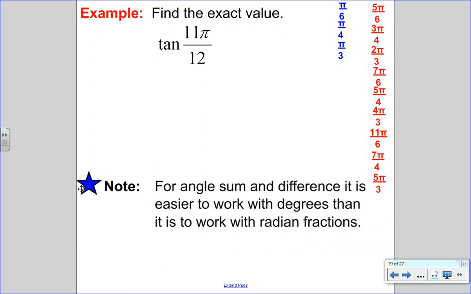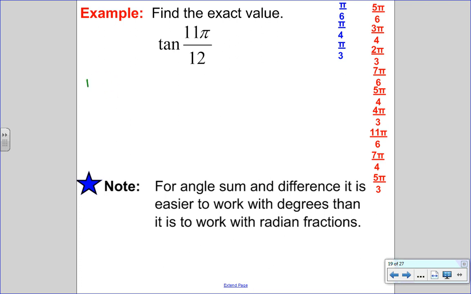Or I can just switch to degrees, and I'm fine with you guys doing that. For angle sum and difference, it's way easier to work with degrees than trying to add radian fractions in your head. There's no value to keeping it in radians. Let's just switch it to degrees.